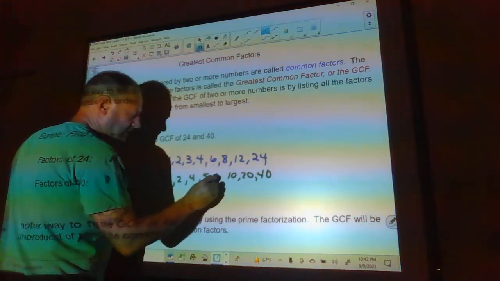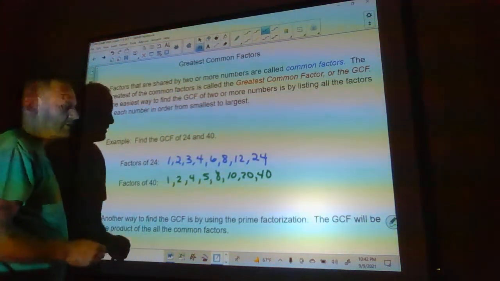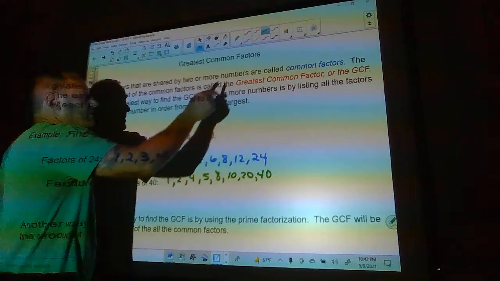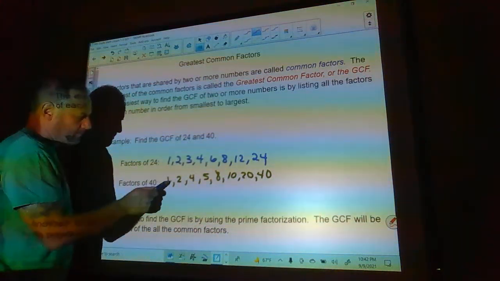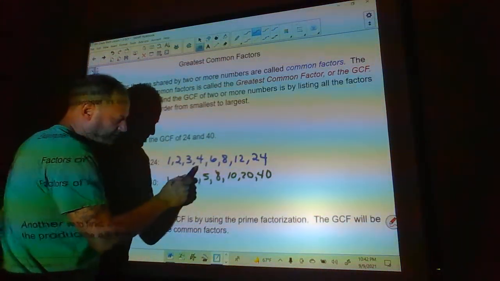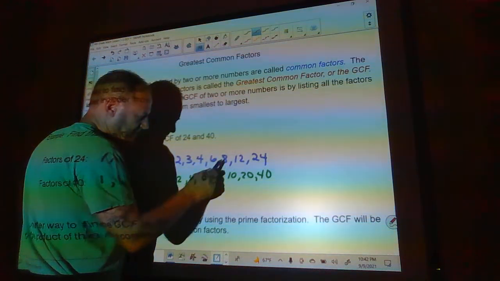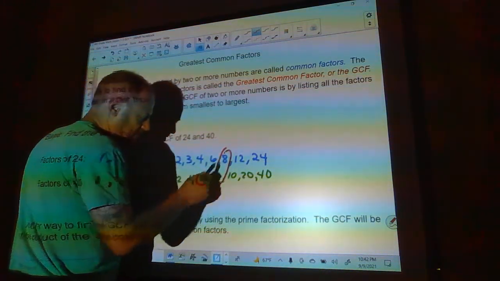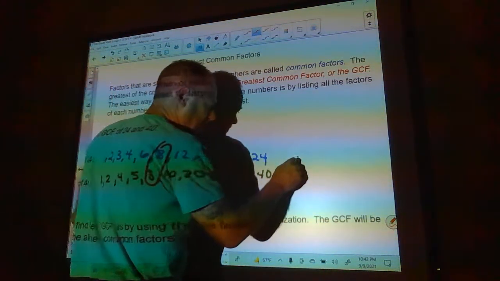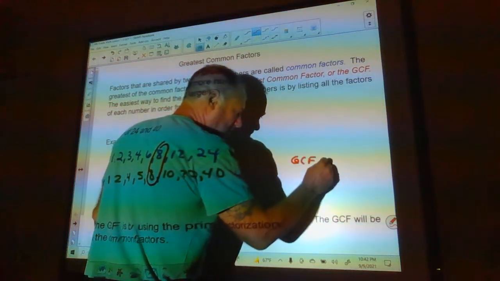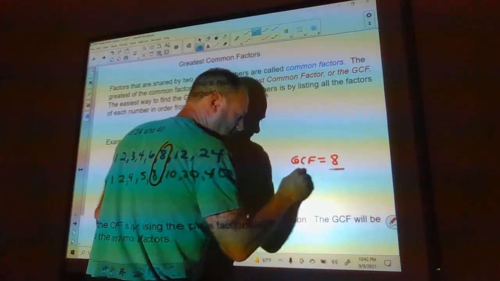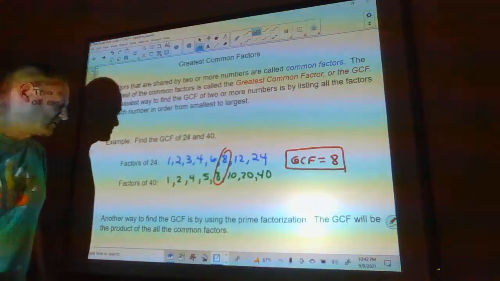Having trouble making 8s today. So the biggest common factor, which one is in common? The biggest one? Well, 1, but 2 is bigger, 4 is bigger, 8 is bigger, that's the biggest one. That's it. So the GCF is 8. Greatest common factor is 8.